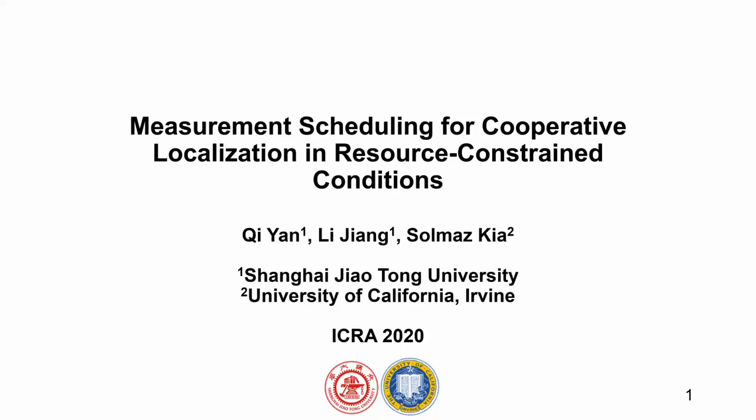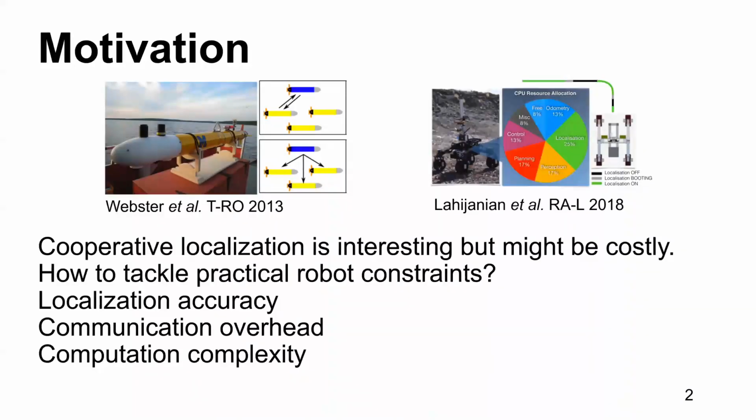This video presents our paper on a novel measurement scheduling technique for cooperative localization. In cooperative localization, mobile robots improve their localization accuracy by jointly processing the relative measurements they take with respect to each other. This is of interest in operations where access to GNSS signals and external landmarks are challenging. For example, in underwater operations or in indoor localization for uncharted maps.